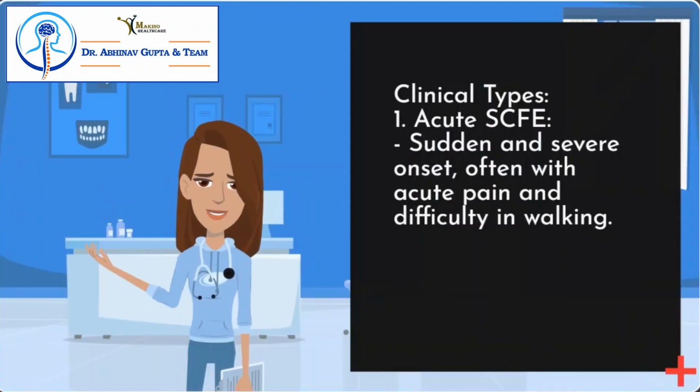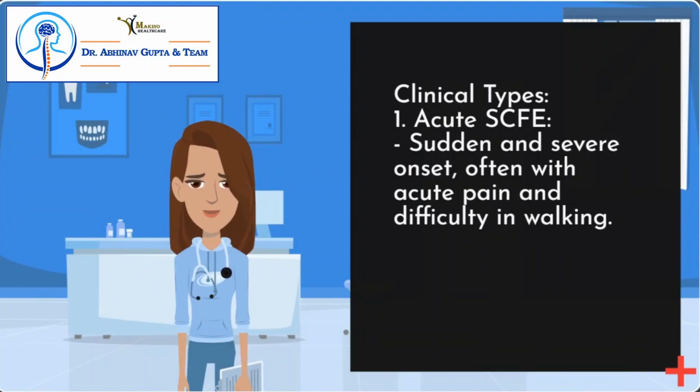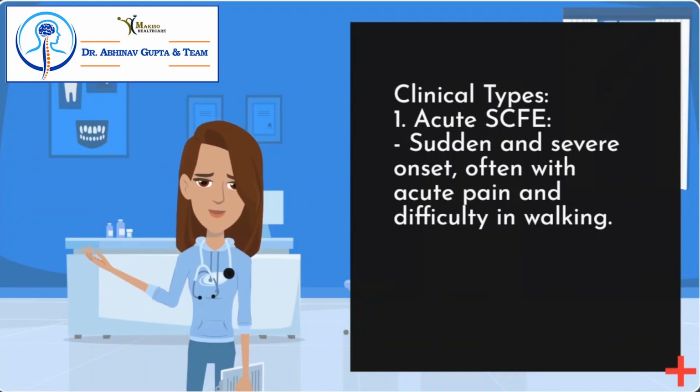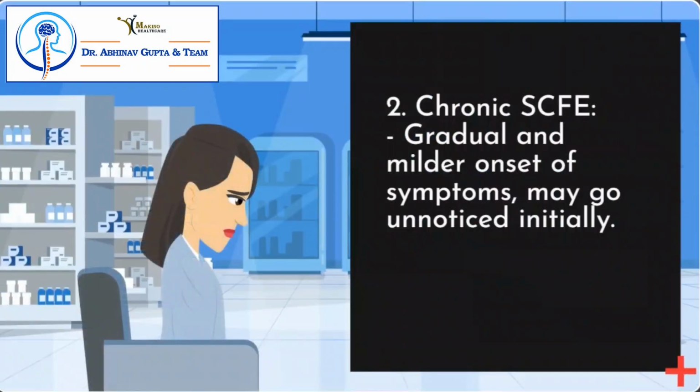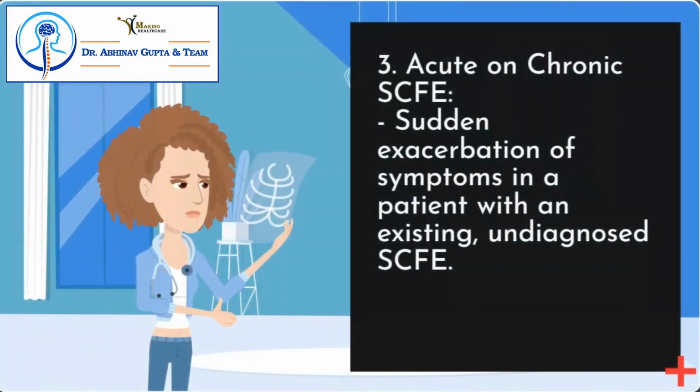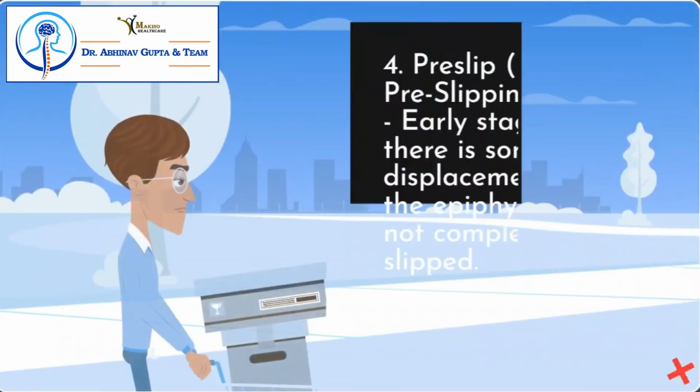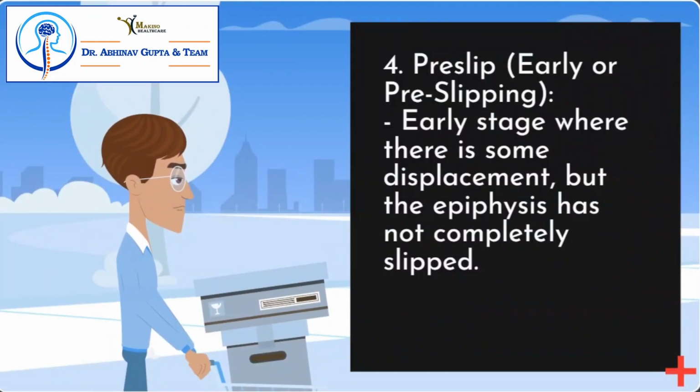Clinical types. 1. Acute SCFE. Sudden and severe onset, often with acute pain and difficulty in walking. 2. Chronic SCFE. Gradual and milder onset of symptoms, may go unnoticed initially. 3. Acute on chronic SCFE. Sudden exacerbation of symptoms in a patient with an existing, undiagnosed SCFE. 4. Pre-slip, early or pre-slipping. Early stage where there is some displacement, but the epiphysis has not completely slipped.